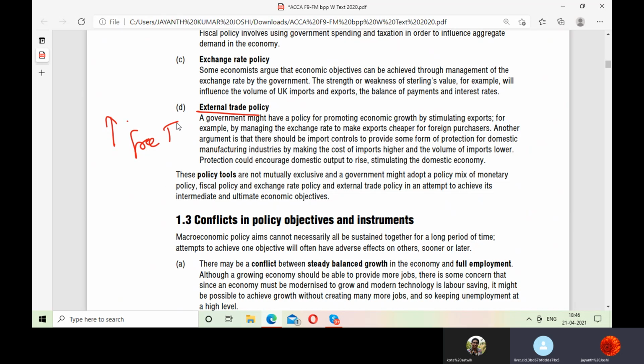Or let us read this. The government might have a policy for promoting economic growth by stimulating exports, increasing them, for example, by managing the exchange rate to make exports cheaper for foreign purchasers. That means they will try. See, you listen. Maybe you have heard about this news. I don't know whether you're avid newspaper readers. China devalues its currency purposefully to improve or increase their exports. What is the meaning of this?